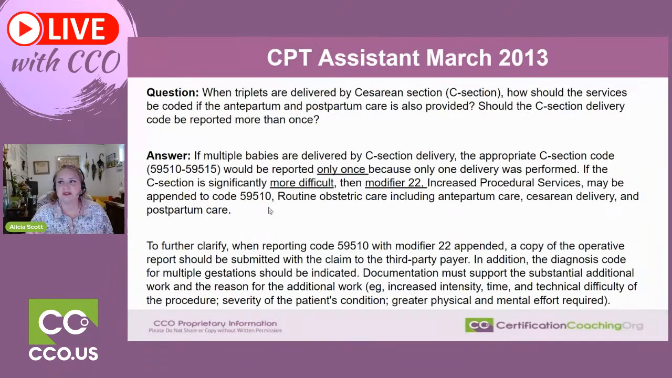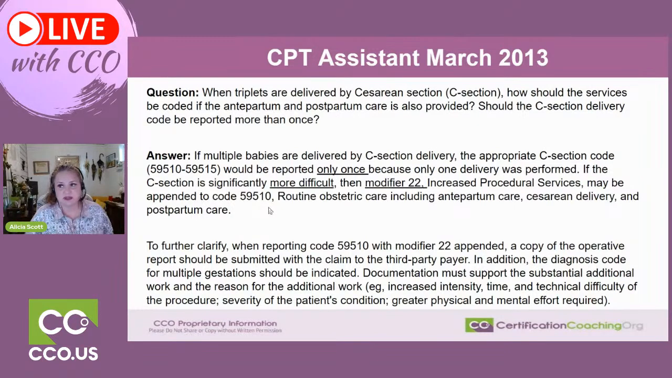When triplets are delivered by C-section, how should the services be coded if the antepartum and postpartum care is also provided? In other words, if we have twins or triplets, does that change anything? Should the C-section delivery code be reported more than once because you have multiple babies? When you have multiple vaginal births, the coding's a little bit different. But there is a code for how many babies are being delivered.